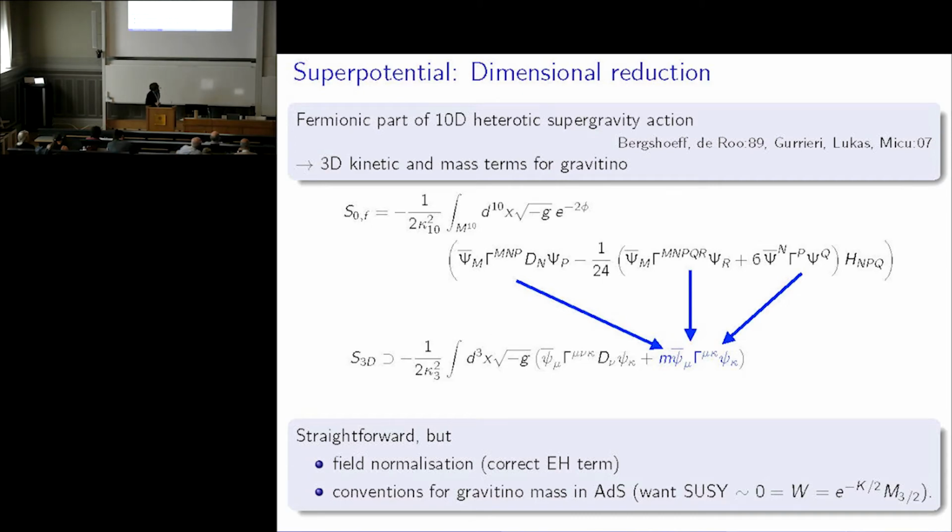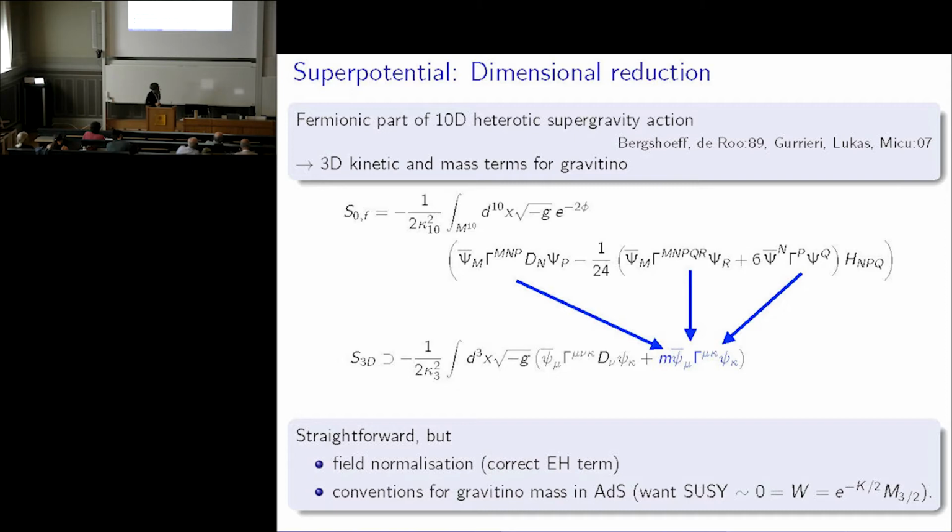So what do we do? We start from the fermionic part now of the 10-dimensional heterotic supergravity action, and in particular we look at the gravitino terms. So here we have the gravitino, and there are 3 such terms in the 10-dimensional action. They are contracted in various ways with the 10-dimensional gamma matrices, and then there are differential operators acting on these. So there are 3 such terms here, and all of them will give contributions to a part of the 3-dimensional action which captures the mass term of the 3-dimensional gravitino.